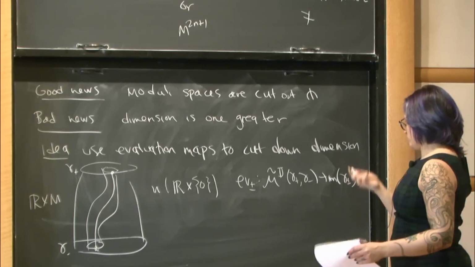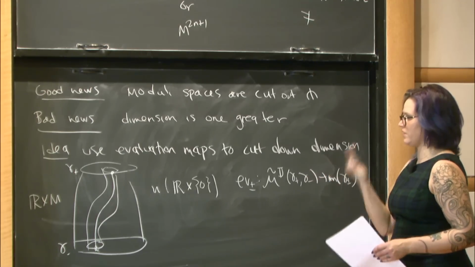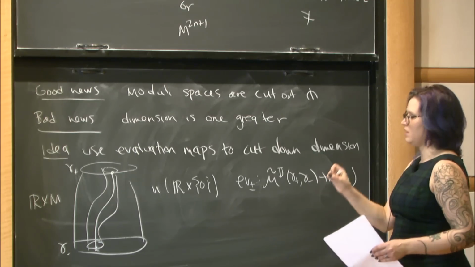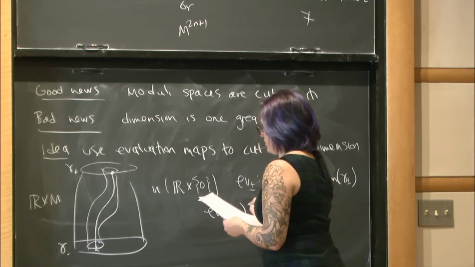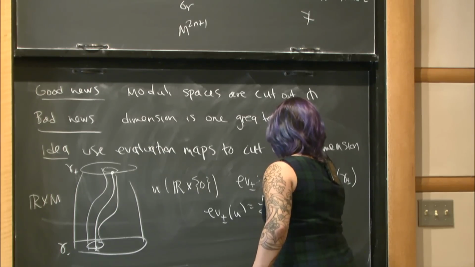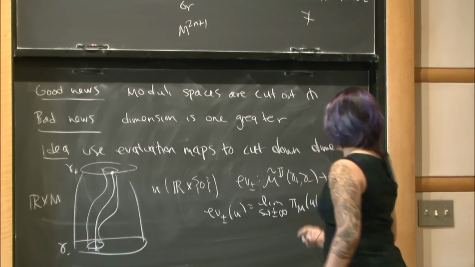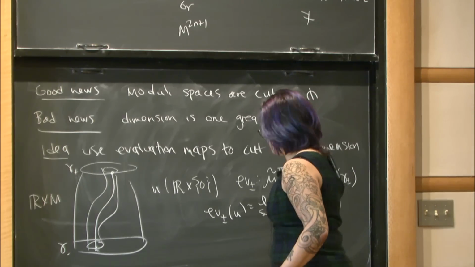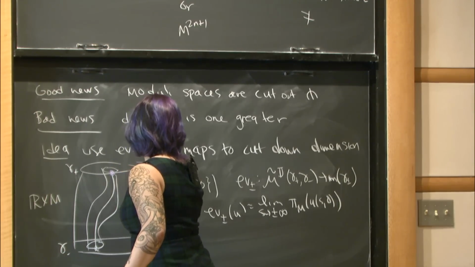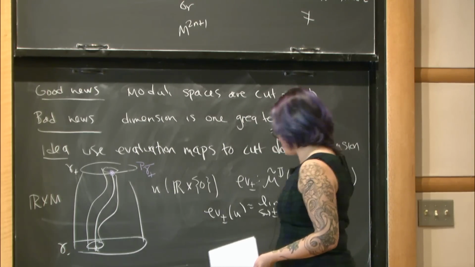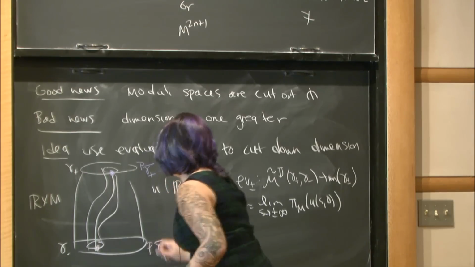So if gamma plus or minus is multiply covered, I want to look at the underlying curve and just pick one point on that underlying embedded orbit. And EV plus or minus of U is just going to be the limit as S goes to plus or minus infinity of pi M of U of S0. So at plus infinity, I'll get this point. That's usually going to be P of gamma plus bar, and then this bottom point is going to be P of gamma minus bar.